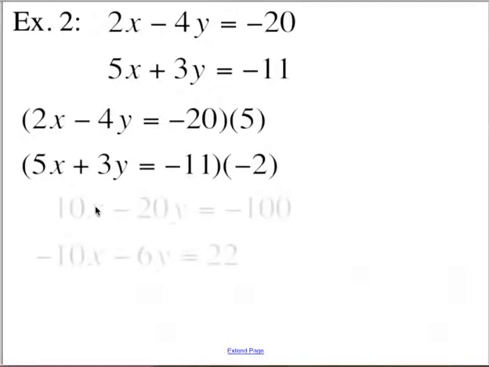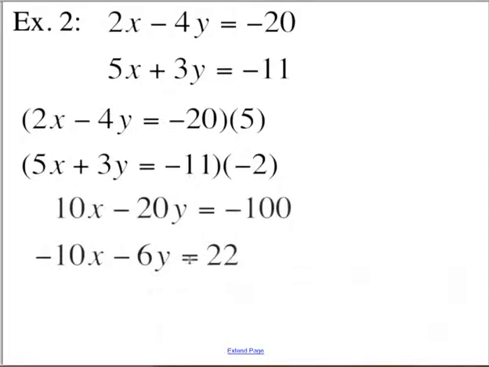So when I multiply the top by 5, I get 10x minus 20y equals negative 100. The bottom equation is negative 10x minus 6y equals 22. When I add the two equations together, I get negative 26y equals 78. Divide by negative 26, you get y equals 3. Just remember, you're not done. Substitute it back in.